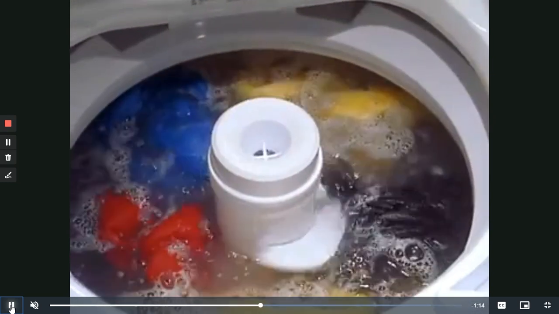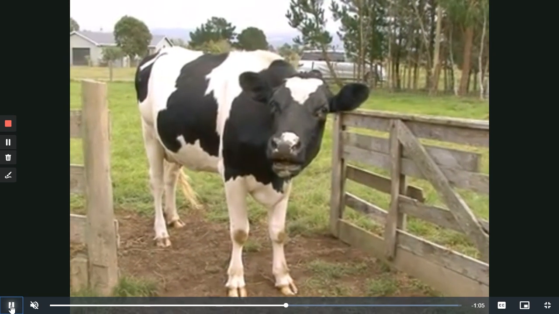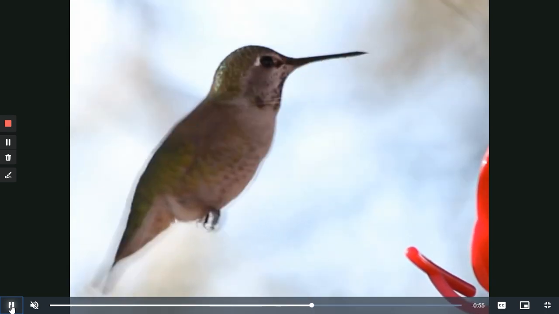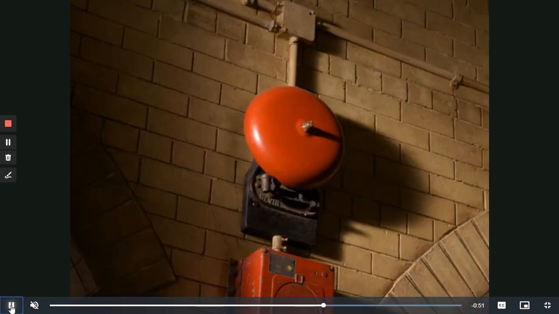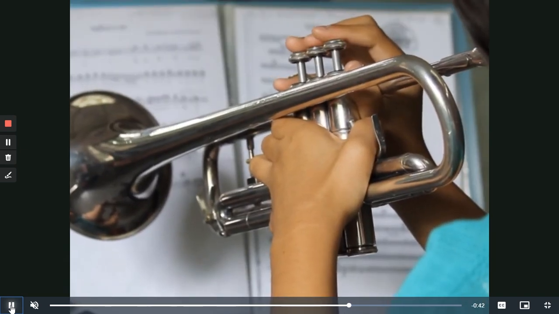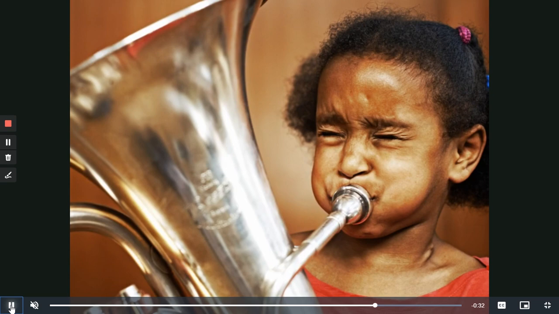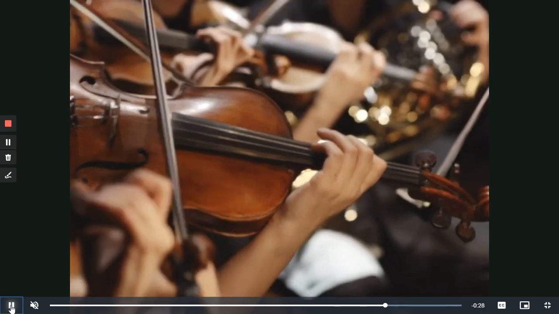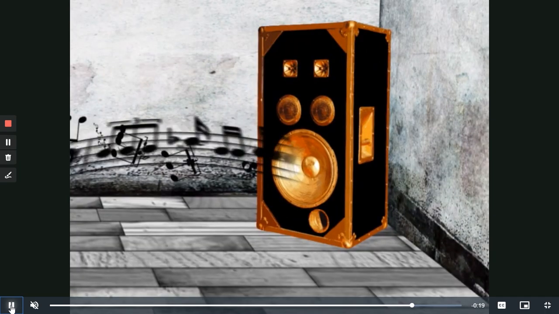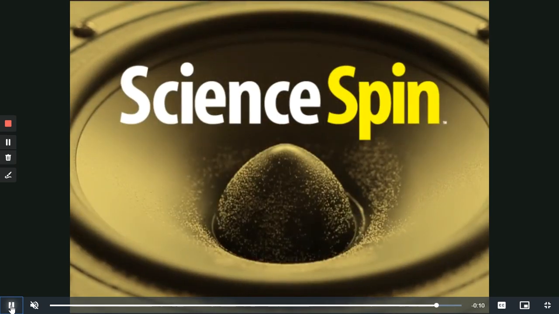Some things vibrate slowly. You can see a washing machine vibrate. When something vibrates slowly, it makes a low-pitched noise, like a cow's moo or a boat's horn. Some things vibrate so fast that you can barely see them, like a hummingbird's wings. Things that vibrate fast make high-pitched sounds, like an alarm or a whistle. Instruments are the same way. The air that comes out of some instruments vibrates slowly and makes a low-pitched sound. The air that comes out of other instruments vibrates fast. That makes high-pitched sounds. Next time you're listening to your favorite song, think about how the sound goes from the speakers to your ears. The key is vibrations, and that's science you can hear.